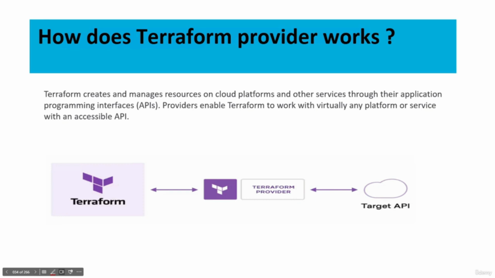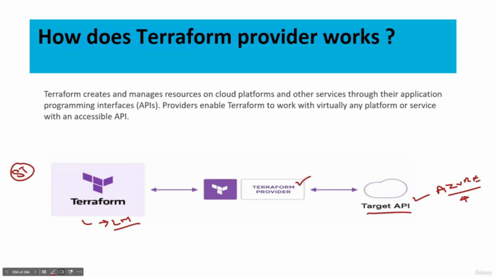If you see here, on the left hand side, this is our local machine where we are going to write our Terraform configuration file to create or delete resources. On the right hand side is our target API. I would mention Azure. So from our local machine, we are writing code to create a storage account, and eventually we want to create our storage account in the Azure cloud. So there should be someone who is going to fetch a request from our local machine and send it to the target API. For this case, we need to use a Terraform provider.